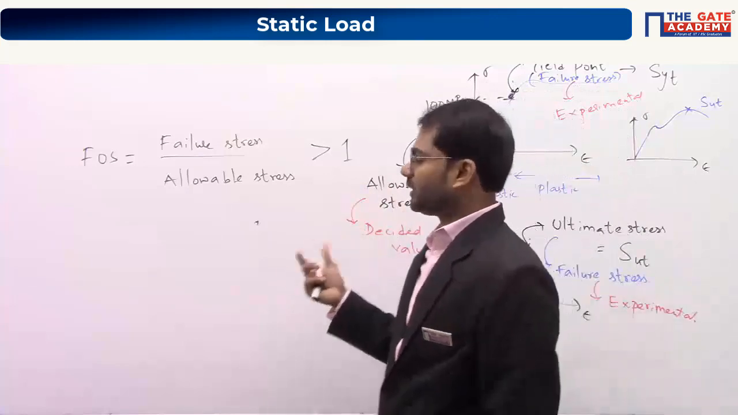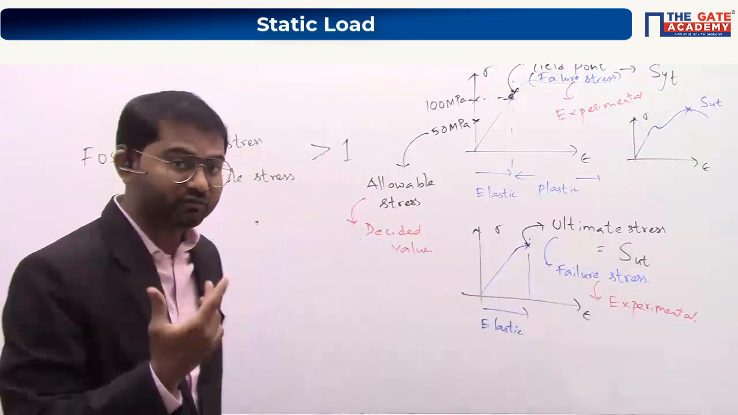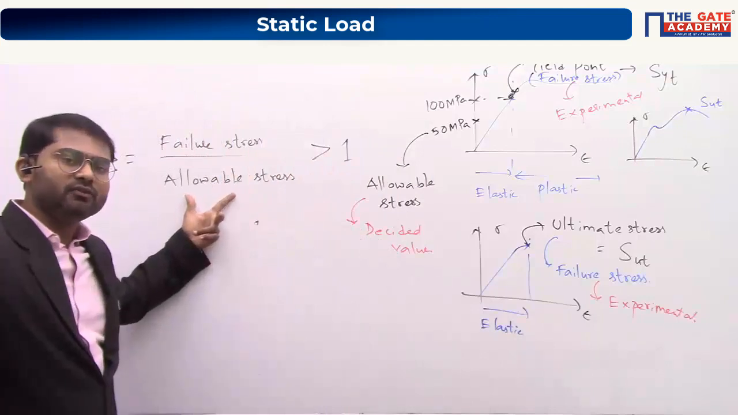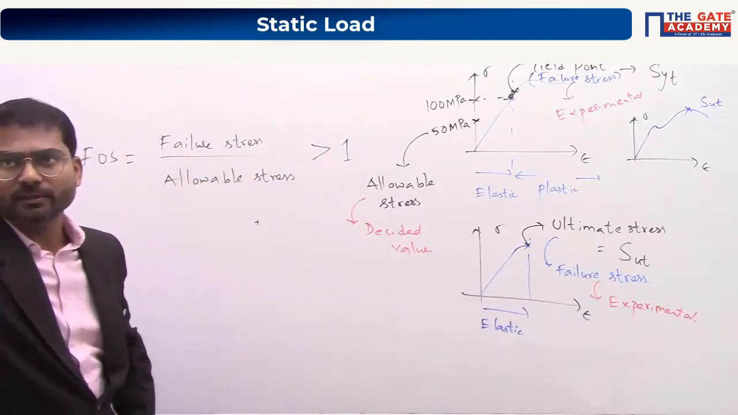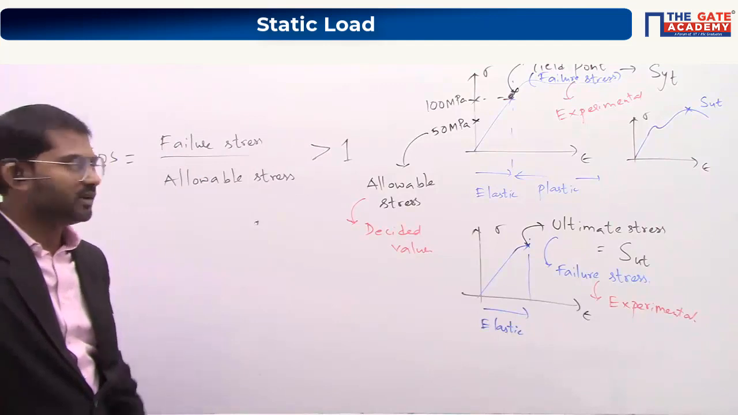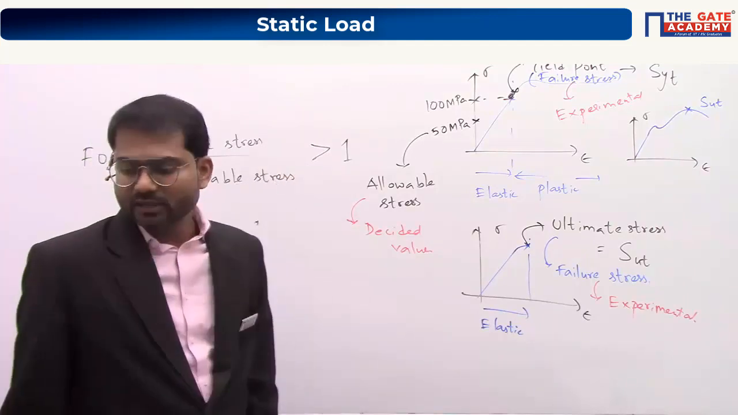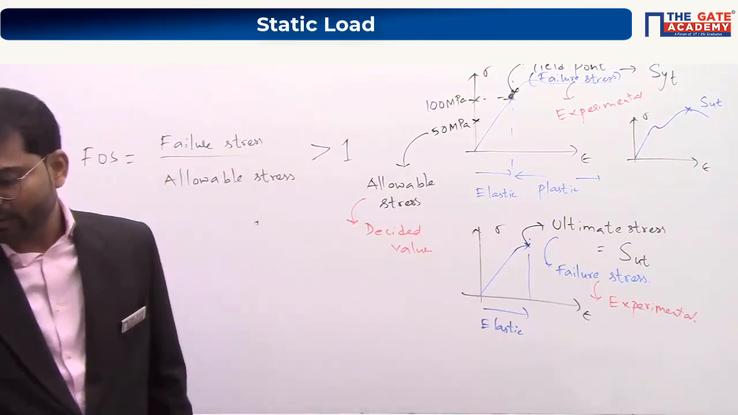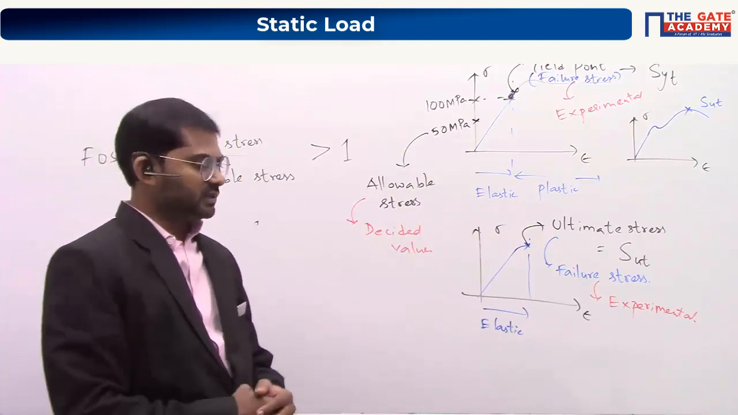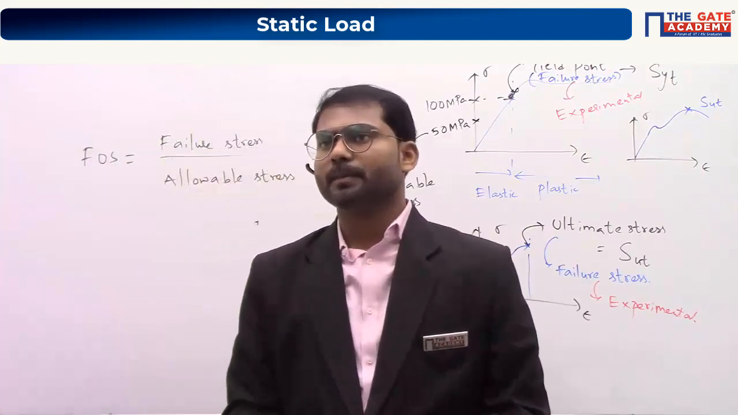You should have factor of safety always greater than 1. That will happen when you are deciding an allowable stress value far lesser than the failure stress value. It should not be equal to that also. If it is equal, you will get the answer as 1 itself. Understood? So this is the definition of factor of safety. After this, we'll start the dynamic load concept.